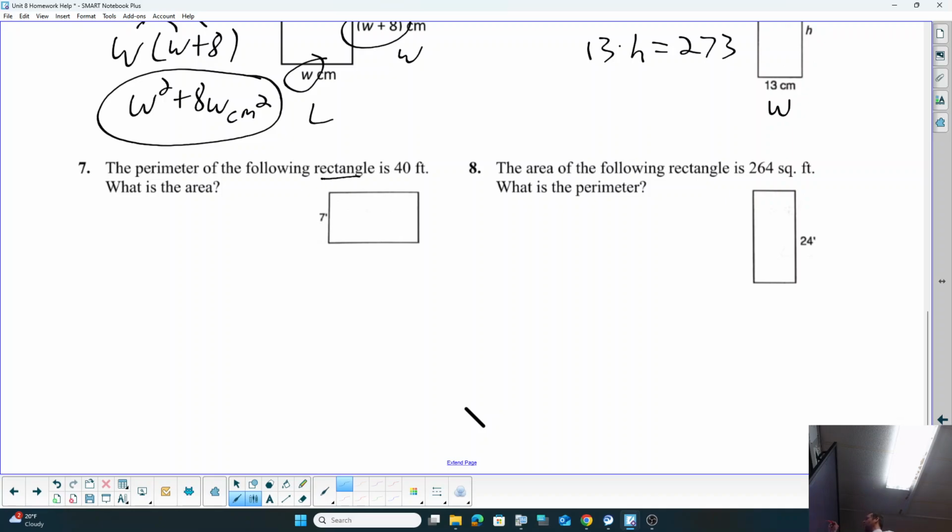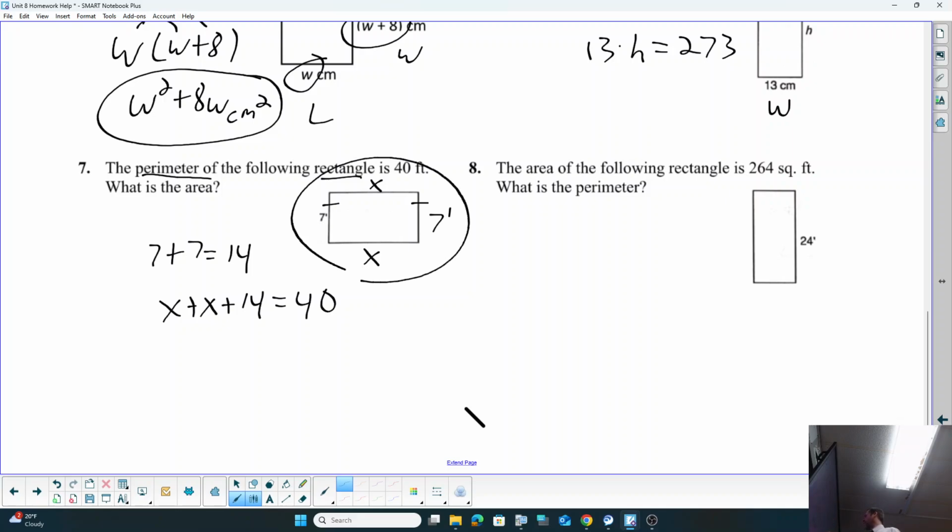So it's a rectangle, which means this side is equal to this side. So this is also 7 feet. And so we can add those together. So 7 plus 7 is 14. And now we need whatever this side is and this side is. So x plus x plus 14 equals the 40. The perimeter is adding all the way around, right?